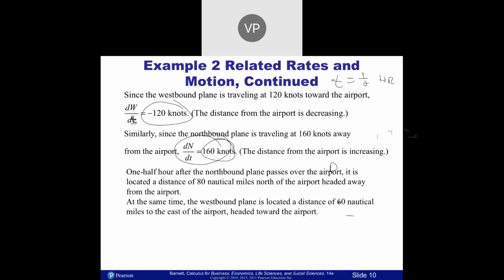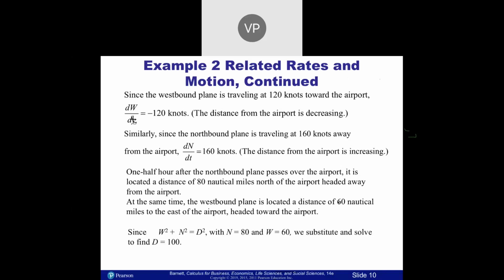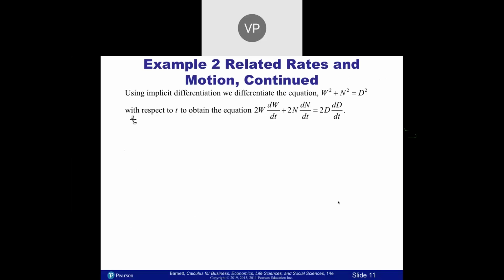Now, it's not always easy for me to identify this stuff right out of the gate. So I'll show you my approach, which is the same, it's just a little different order. I want to go back to that equation, which is this one right here. Okay, this is what matters. The w squared plus n squared equals d squared.